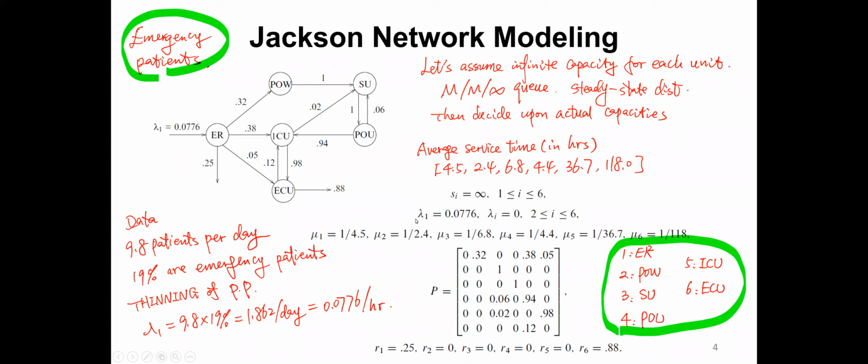And the arrival from outside, this is lambda 1, that is 0.0776 per hour. For all other units, we don't have outside arrivals, so those are 0. We only have arrivals here, which then get branched to different units. And this is the mean service time. If we calculate the service rate, it's about 1 over this time.